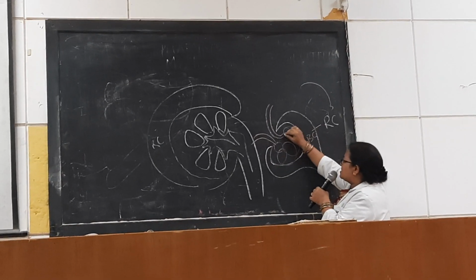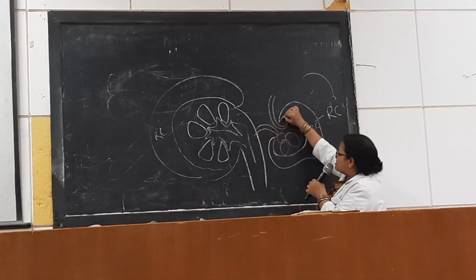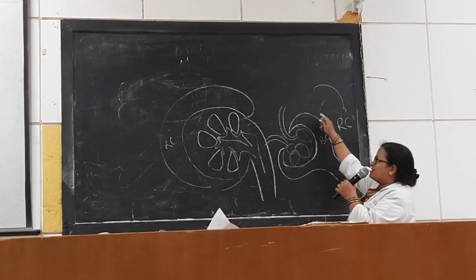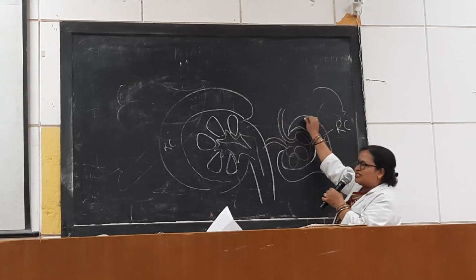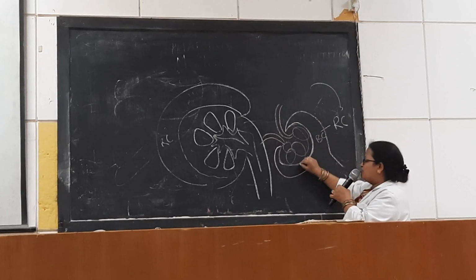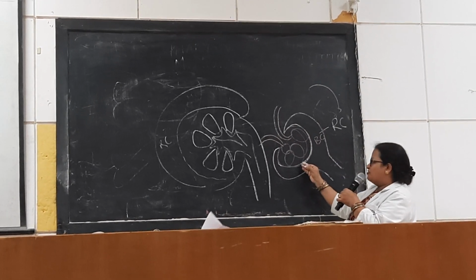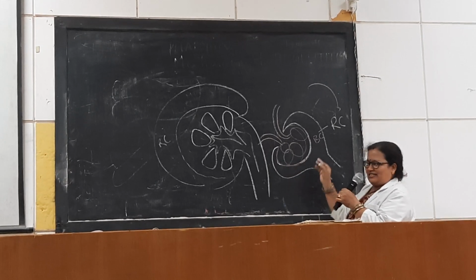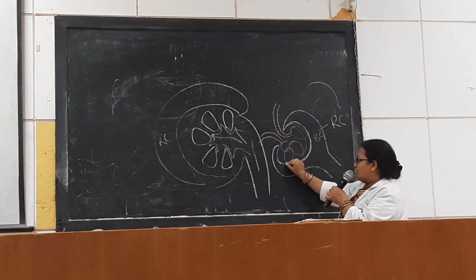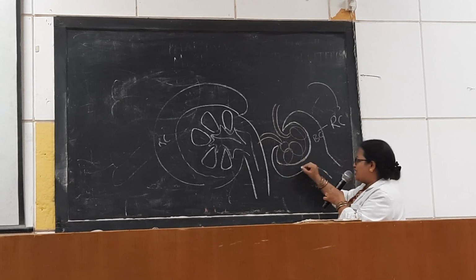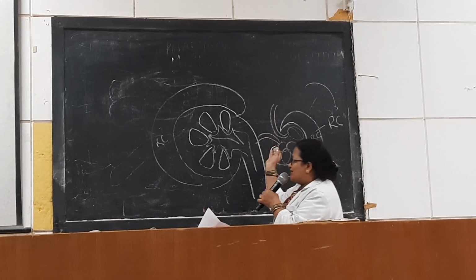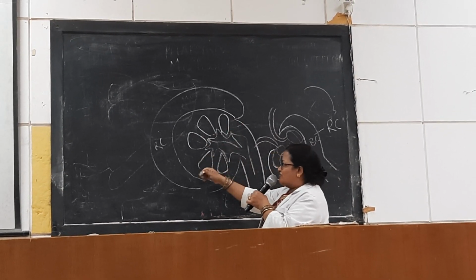So this Bowman's capsule has two layers, the visceral layer and the parietal layer. The parietal layer is lined by simple squamous epithelium, and the visceral layer is lined by the podocytes, that is the footplates of podocytes, which will form the glomerular basement membrane. Okay, so we'll go into detail with that when we come to it. Let me just tell the outline of this.